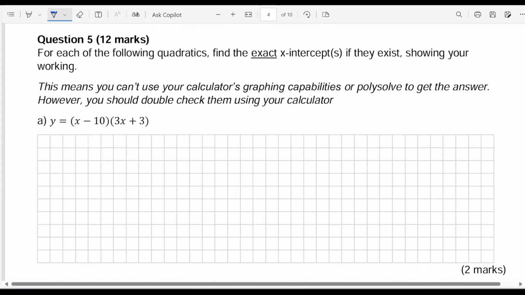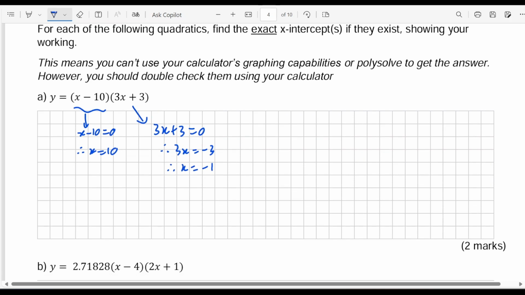All right, for each of the following quadratics, find the exact x-intercept. So no calculator here. Now this one here is already factorized. So we're going to have x take 10 is 0. That would tell us that x is 10. And here we'll have 3x plus 3 is 0. So 3x is minus 3. So x is minus 1. It's 3 over 3. So those are the x-intercepts.